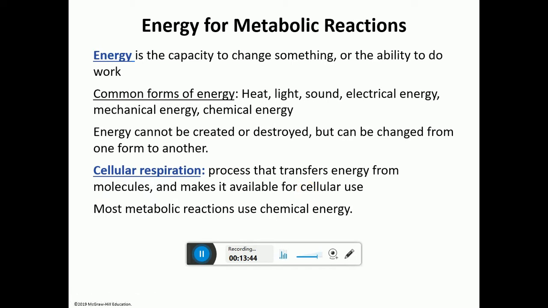So how do we get all the energy for the metabolic reactions? We get it through a process known as cellular respiration. Cellular respiration doesn't literally mean that the cells are breathing, but what it means is that these cells are taking glucose and burning that glucose molecule to make ATP. And again, we use that ATP as a source of energy for everything in the body.